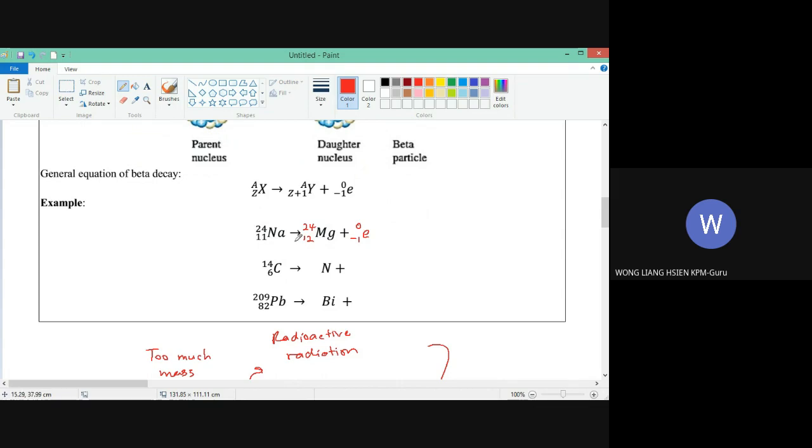Okay? So next is carbon 14. Carbon undergoes beta decay, emits a beta particle, and then the carbon changes into nitrogen. So 6 becomes 7, 14, 14. Okay, next, lead 209 undergoes beta decay and becomes bismuth. So 82 becomes 83, total number 209, total number still the same. Okay, so very simple.